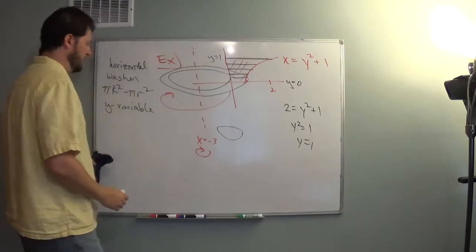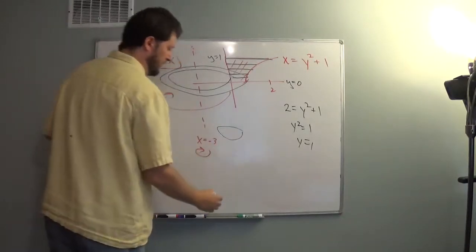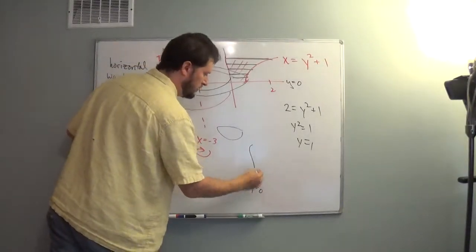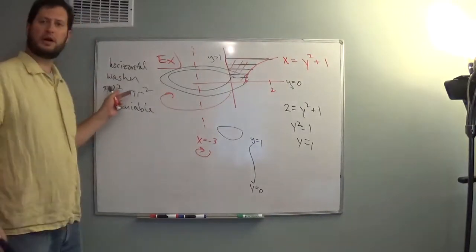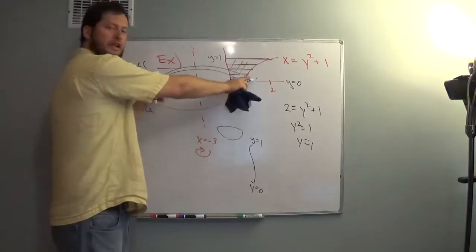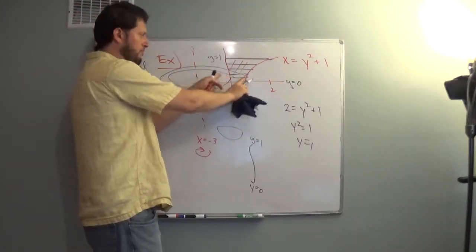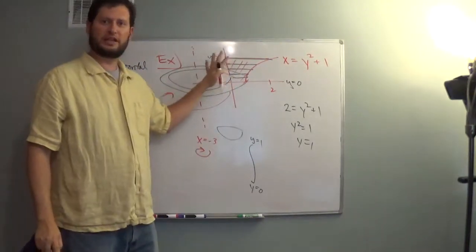Okay, so that's good. My limits of integration in my final answer are going to be y equals 0 to y equals 1. Now we want pi r squared minus pi r squared. The radius of the big circle, this big circle that I've drawn, is the function height plus 3. I like to draw these pictures out and think about it like that.